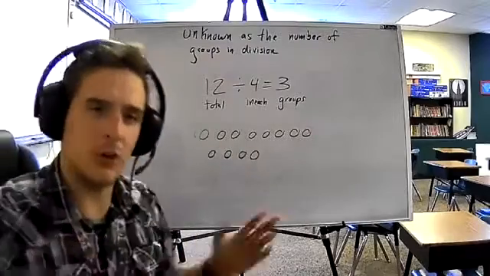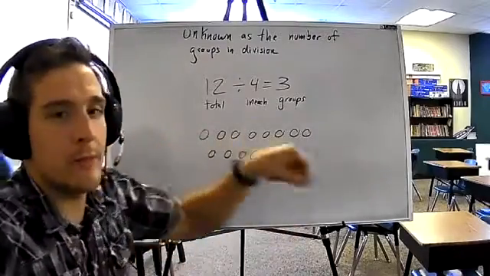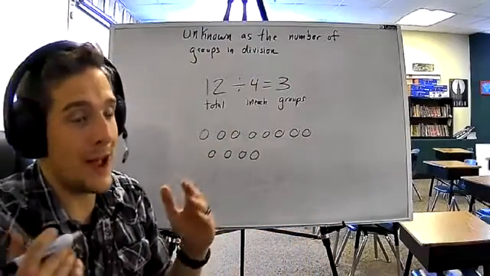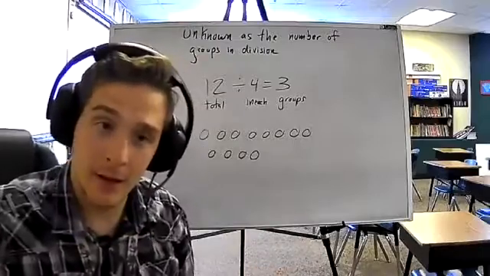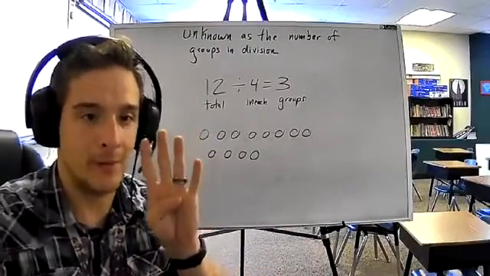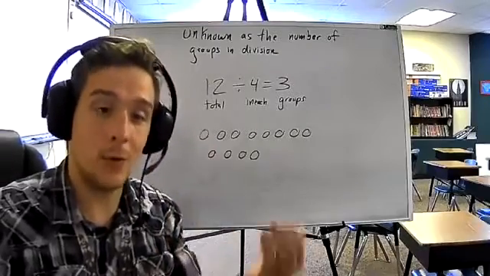But since I don't know how many groups there are, I can't put them in anything. So what I'm going to do is, well, I don't know how many groups I have, but I know how many are in each group. And I know that each group has 4. So this is how I'm going to do this problem.